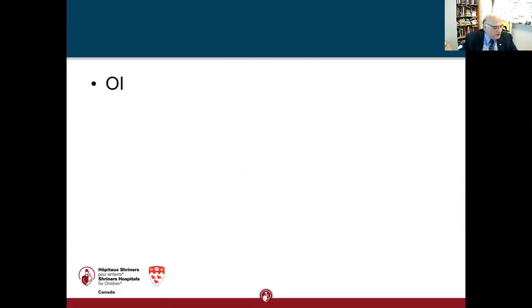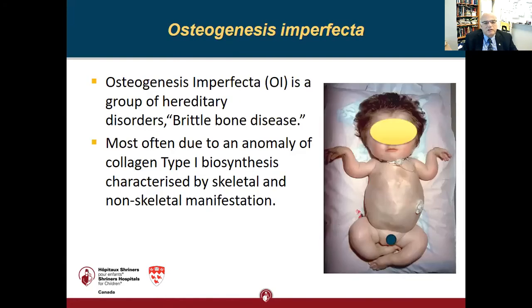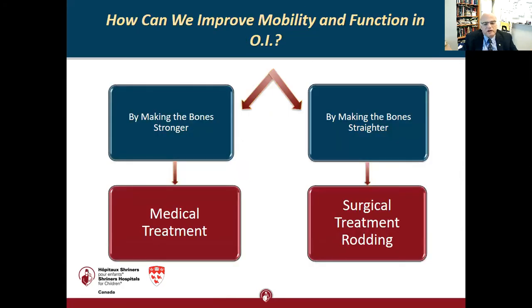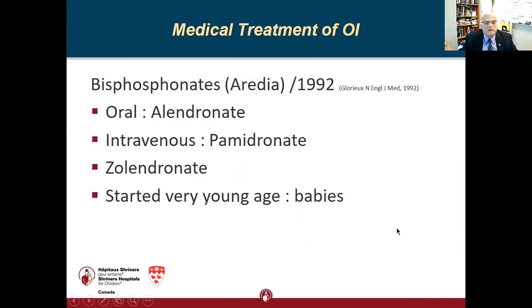Then the last part of this talk, I would say a few words about osteogenesis imperfecta. It's also called brittle bone disorder, and it's an anomaly of collagen type 1 biosynthesis leading to several skeletal and non-skeletal manifestations. The treatment goal in these children is to improve mobility and function and improve the quality of life. How can we do this? We can improve mobility and function by making the bone stronger by medical treatment and by making the bone straighter by surgical treatment, rodding, and that's what interests us.